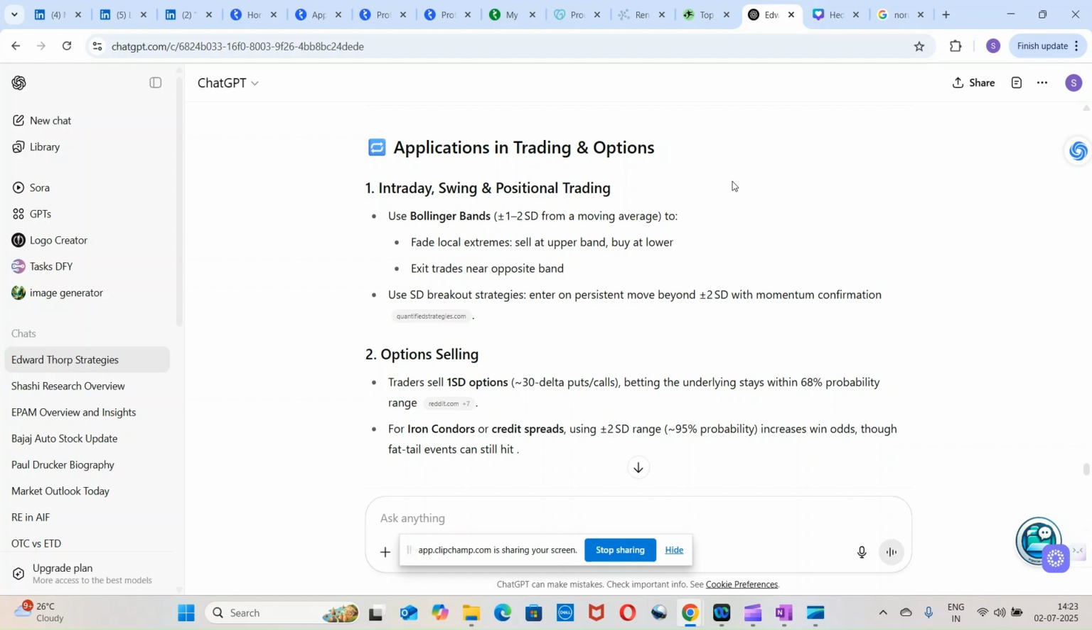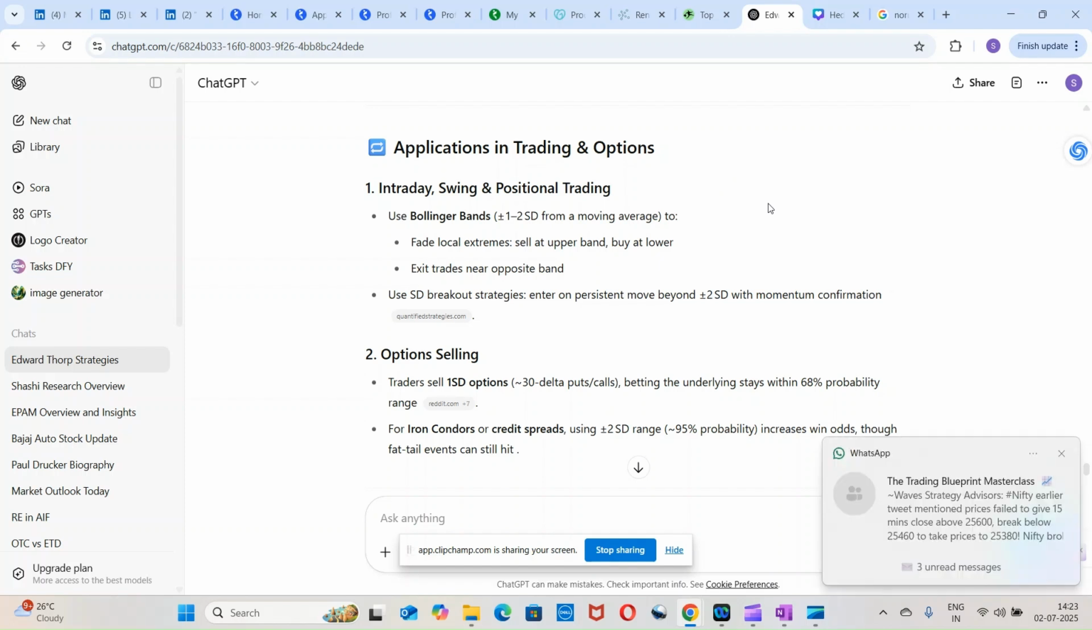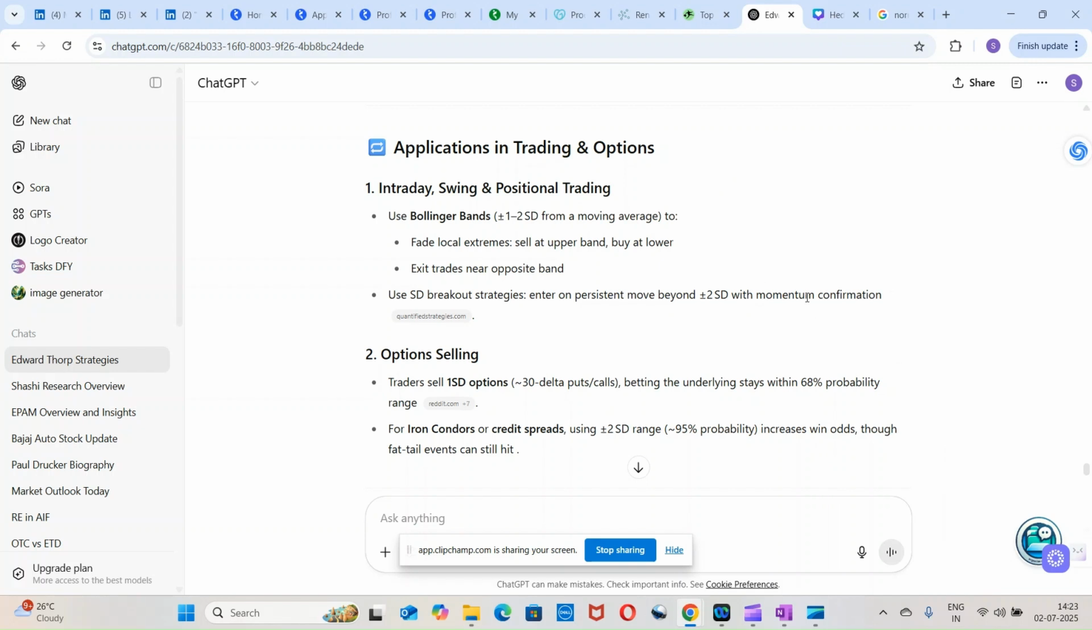So you could sell at the upper band because the price has moved to 2 SD. Most likely 95% of the time it will come down. So you could sell there, and if it is at the bottom 2 SD, then it will most likely go up 95% of the time. So you could buy there. So you sell at the upper band and buy at the lower band, and exit near the opposite band. If you sold at the upper band, you exit near the lower band. If you bought at the lower band, you exit near the upper band.